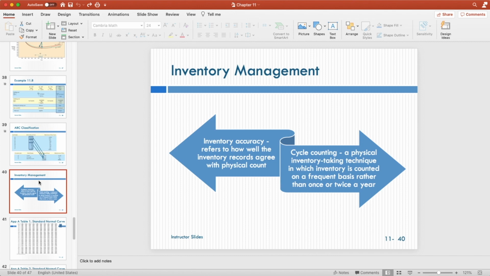All right. For cycle accounting, it basically requires firms to increase their counting frequency. That's why I say we're trying to take the technique in which the inventory is counted on a frequent basis rather than once or twice a year. It means that by using cycle accounting, we're trying to monitor and control our inventory level more frequently and more carefully.